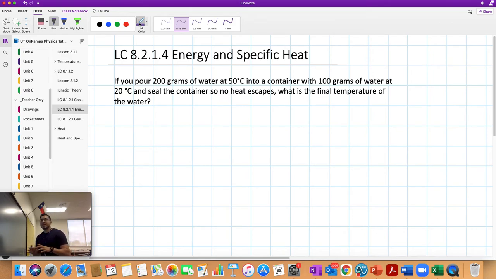Now, this is not that simple because some students will say, well, I can just get the difference in temperature from 50 to 20 and combine the masses and that's it. But that's not really how you solve this one because you have a two-part system. So you have to take into account the heat exchange. And it's simple. It's not that hard because the heat lost by the water with higher temperature will be the heat gained by the water with the lower temperature.